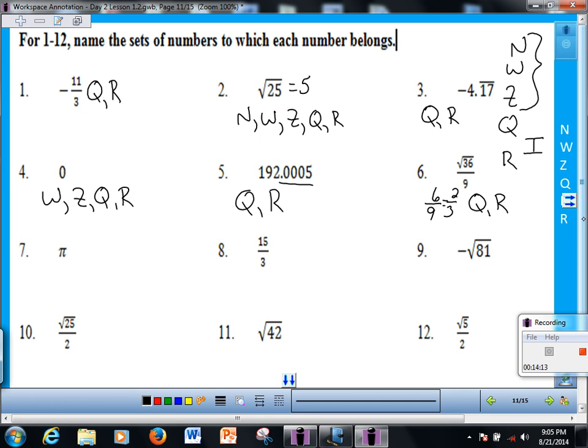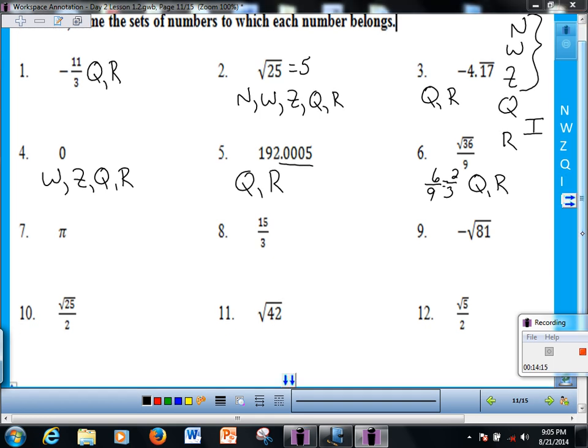Keep on keeping on. Pi, you guys worked with pi last year in geometry. It's definitely not something you could count by. It's not a whole number, it's not an integer, it's not even a rational number. It's an ugly decimal. It goes on and on and on. So it's an irrational and a real number.